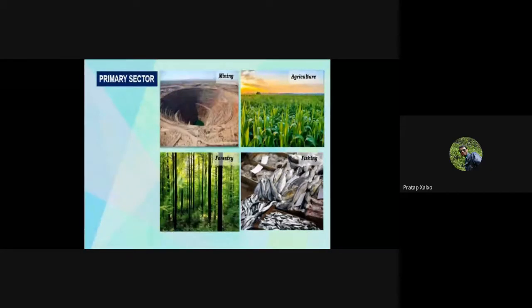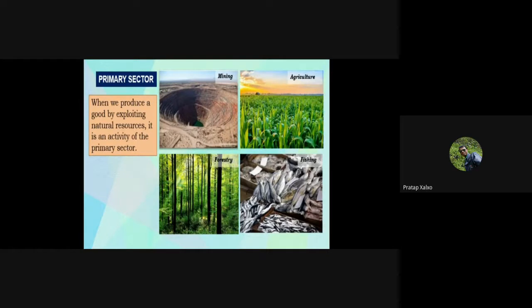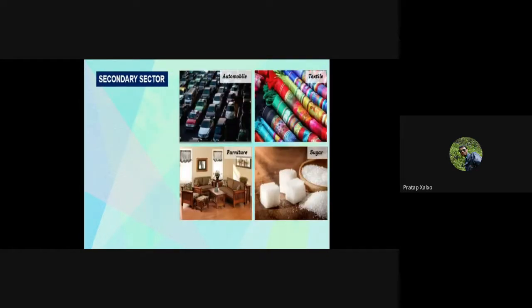So, what are we doing here? We produce goods by exploiting nature. So, it is an activity of the primary sector. Then comes the secondary sector. Now, whatever we happen to get in primary sector is further processed. Like in the mines, we extract minerals and make metals out of it. And from metal, we make automobile.